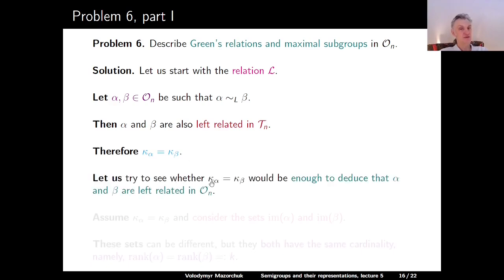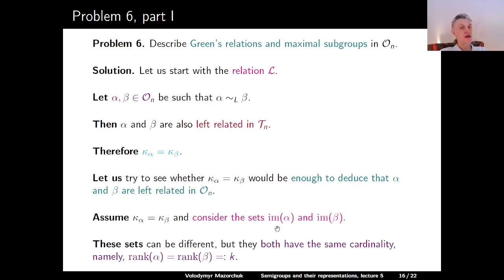Let us try to see whether the fact that the kernel of alpha is equal to the kernel of beta is enough to deduce that alpha and beta are left related in O_n. So assume that the kernel of alpha is equal to the kernel of beta, and consider the image of alpha and the image of beta. These two sets can be different, but of course they have the same cardinality, the rank of alpha, which is equal to the rank of beta, the common cardinality of the image, which is the common number of equivalence classes of the kernel.